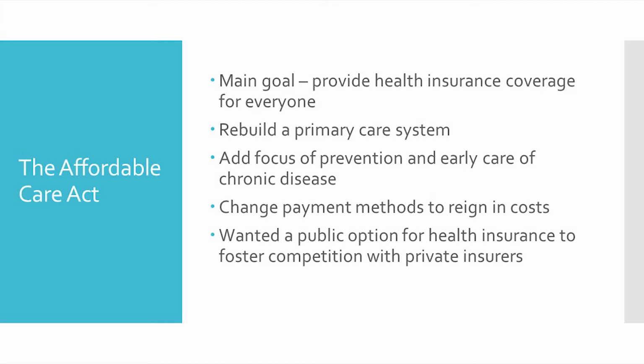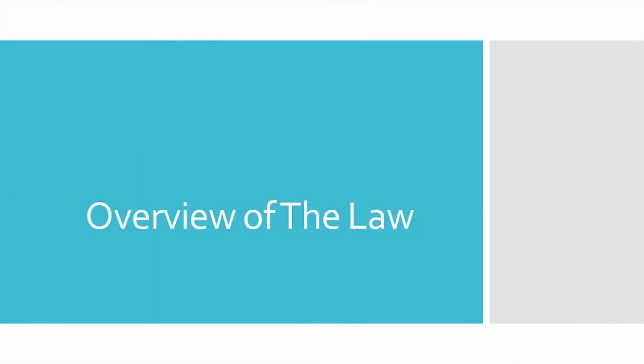They wanted to rebuild a primary care system, add a focus of prevention and early care of chronic disease, change the payment methods to rein in costs, and they wanted a public option for health insurance to foster competition with private insurers. First, I want to go through an overview of the law.